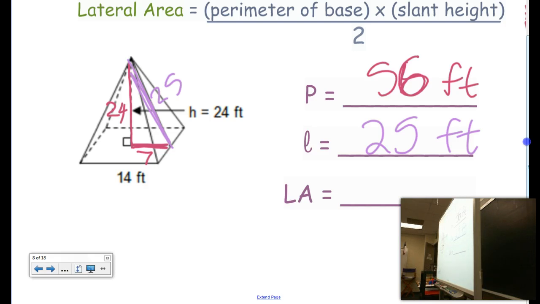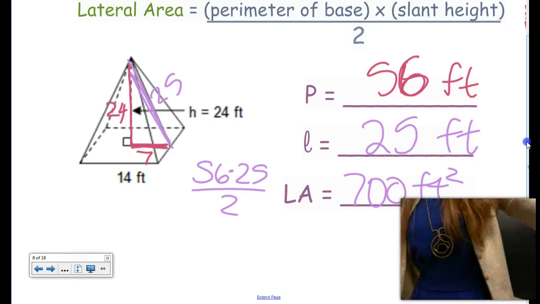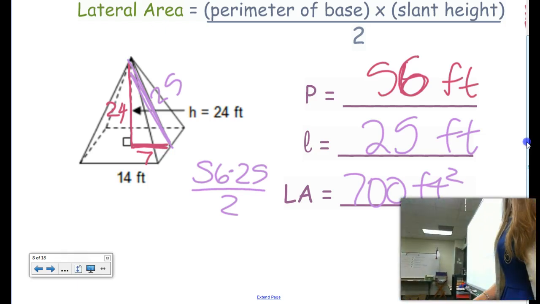All right, now we're ready. The lateral surface area. Take P, multiply it times L, and divide by 2. 700 feet. Ooh, that's a pretty answer. 700 squared feet. Who's got a question? So basically it's kind of like what we've been doing, except the only difference, the curveball, is the slant height. That's the only difference. Now we have a slant height.